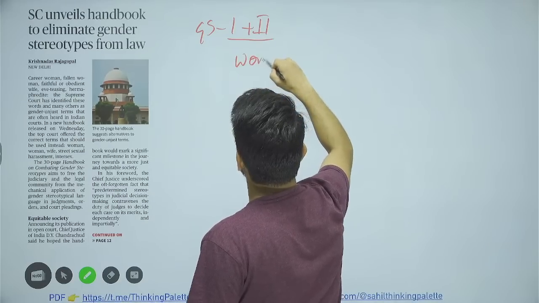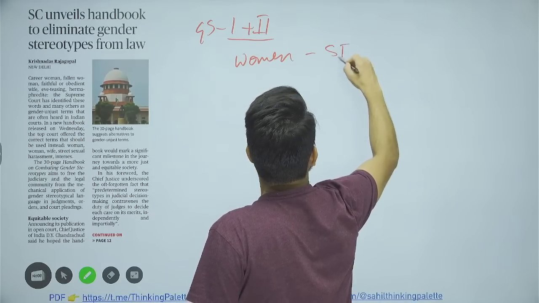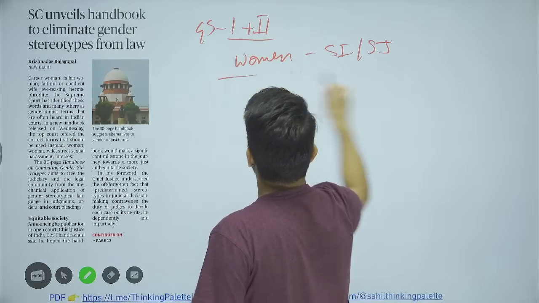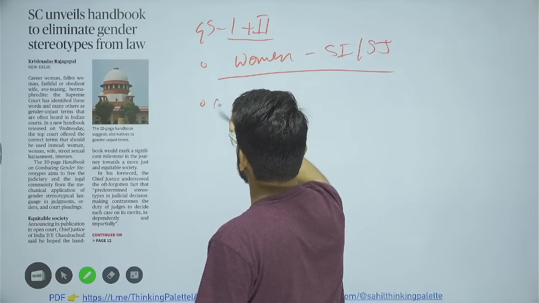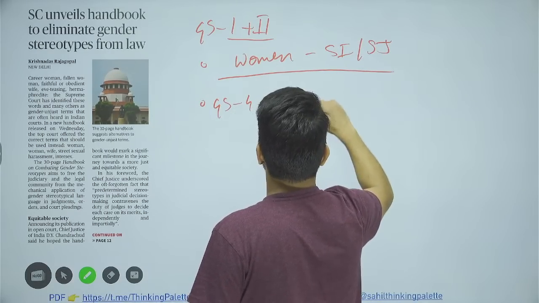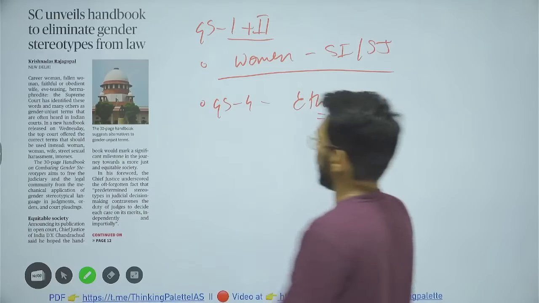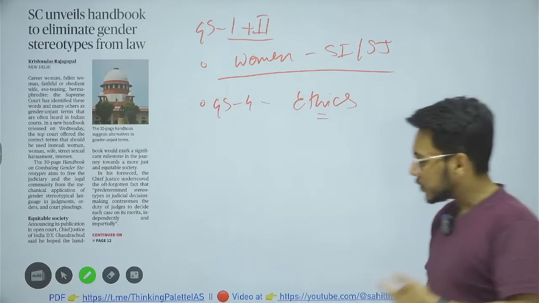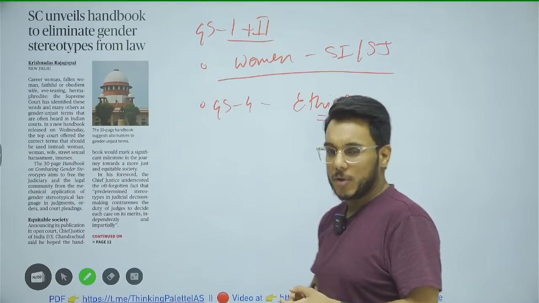Issues related to women, social issues, social justice, as well as for GS paper number 4, ethics, will also take this particular article. GS paper number 4, ethics.